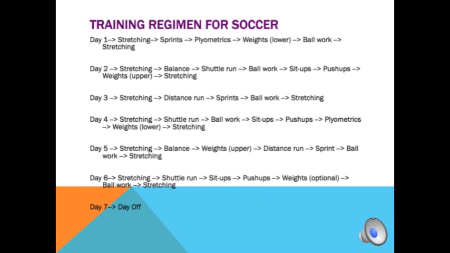Day 4: stretching, shuttle run, ball work, sit-ups, push-ups, plyometrics, lower weights, and stretching. Day 5: stretching, balance, upper weights, distance run, sprint, ball work, and stretching. Day 6: stretching, shuttle run, sit-ups, push-ups, optional weights, ball work, and stretching. Day 7: the athletes finally have a day off. As you can see, the training regimen for soccer will always start and end the day with stretching, so there will be no pulled joints or muscles.